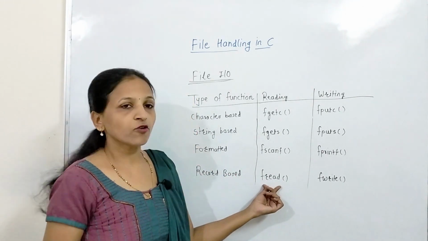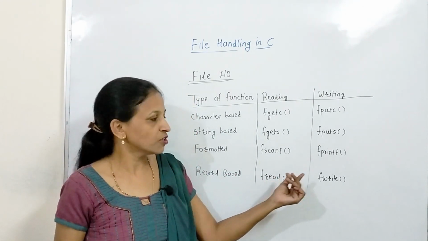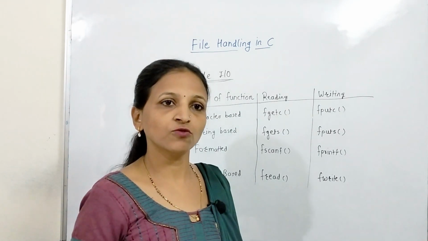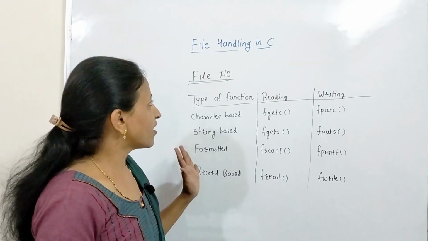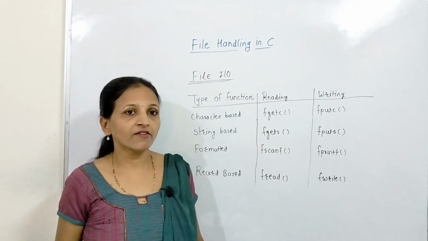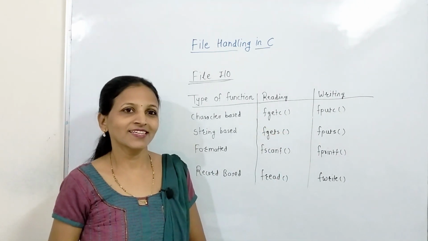To read a record from a file we can use the fread function. To write a record to a file we can use the fwrite function. This is all about file I/O. Now one by one I will explain all the functions in detail.